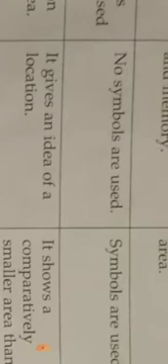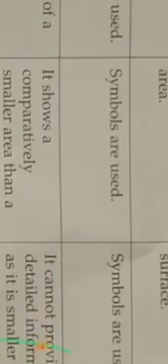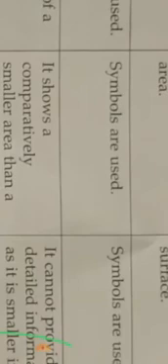Now let's see the fourth difference. A map gives information about a large area. A sketch gives an idea of a location. It gives only an idea of a particular location. And next comes plan. It shows a comparatively smaller area than a map. But globe cannot provide detailed information as it is smaller in size.